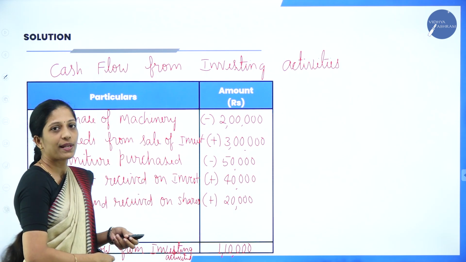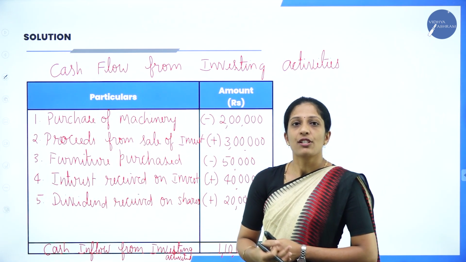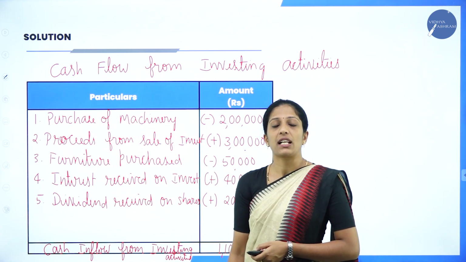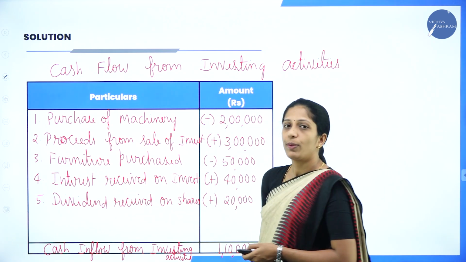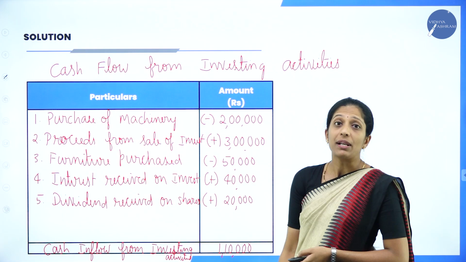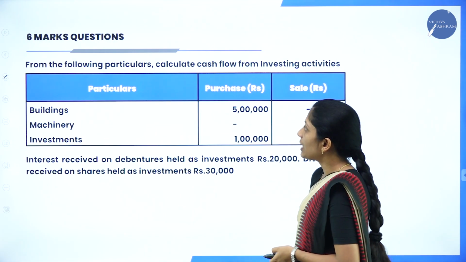So this is how you will solve the problem. Very easy problem. When you purchase something, cash goes out. It is cash outflow. When you sell something, it is cash inflow, so you have to add. So this is how you will solve a problem where you have to prepare a cash flow statement from investing activities. Okay, so hope you are clear. Now moving on to the next one.